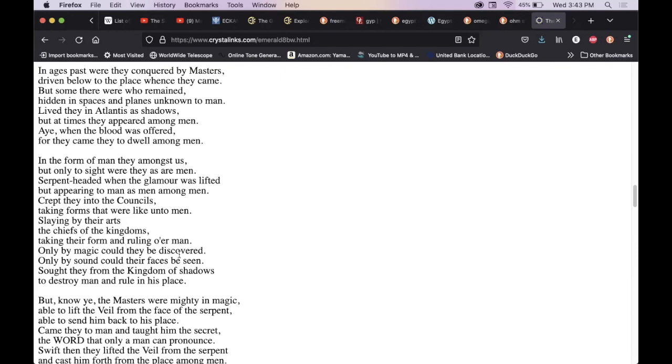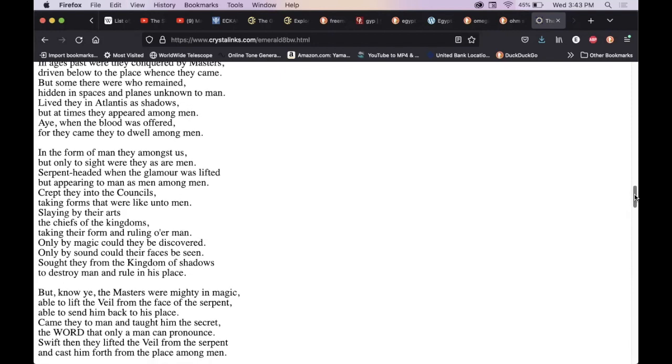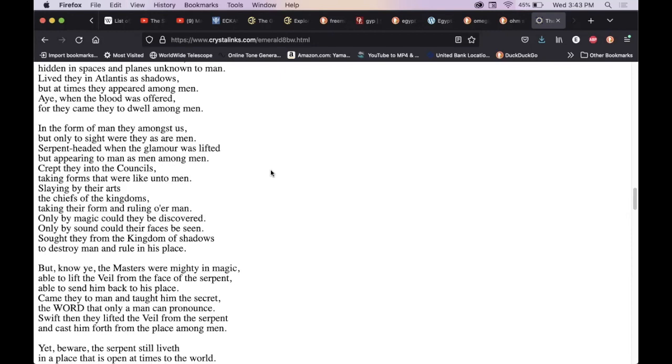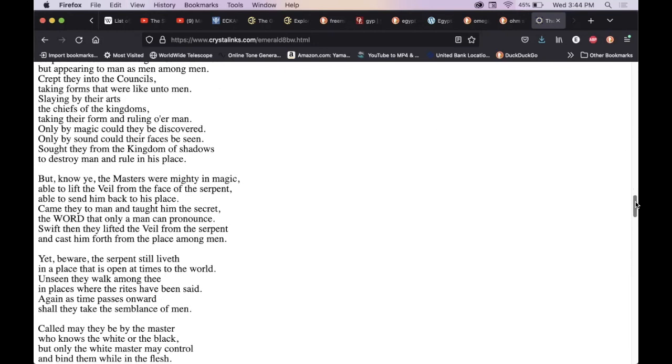Only by magic could they be discovered. Only by sound could their faces be seen. Sought they from the kingdom of shadows to destroy man and rule in his place. This is exactly what we're seeing out here in the world. They're destroying the world, these people from Egypt who have been grasping at power and control. They've gotten out of control, and now these things are in control. They've taken over their bodies and they are now in people's place.